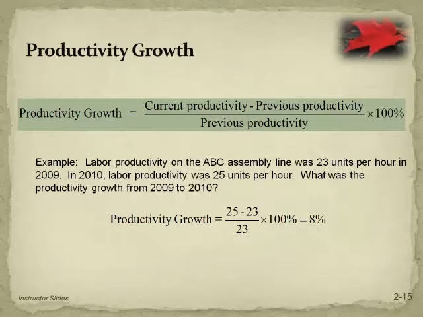25 divided by 23 is 1.08, or essentially saying that we improved by 8%. The 1.08 is an 8% increase. So it doesn't really matter which formula you use, you're going to get exactly the same answer. And you can expect in the first exam to see at least one problem on the exam where you will have to calculate the productivity growth.